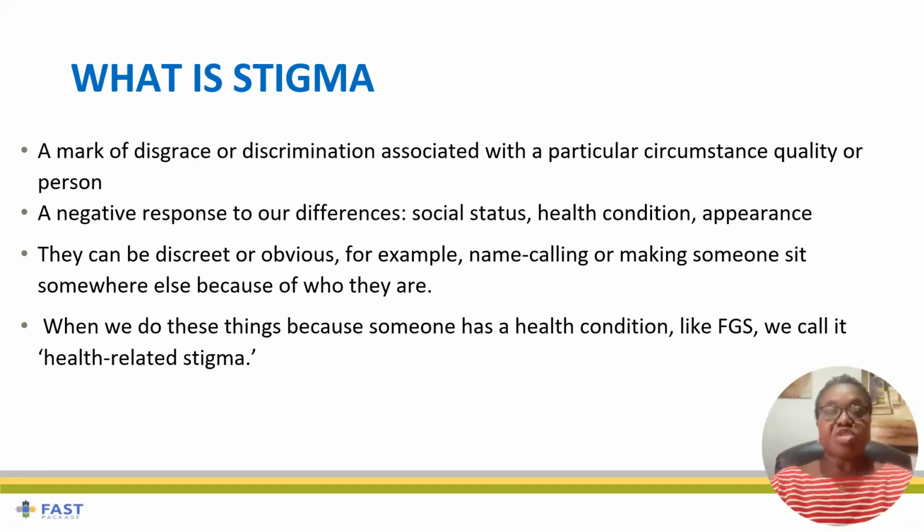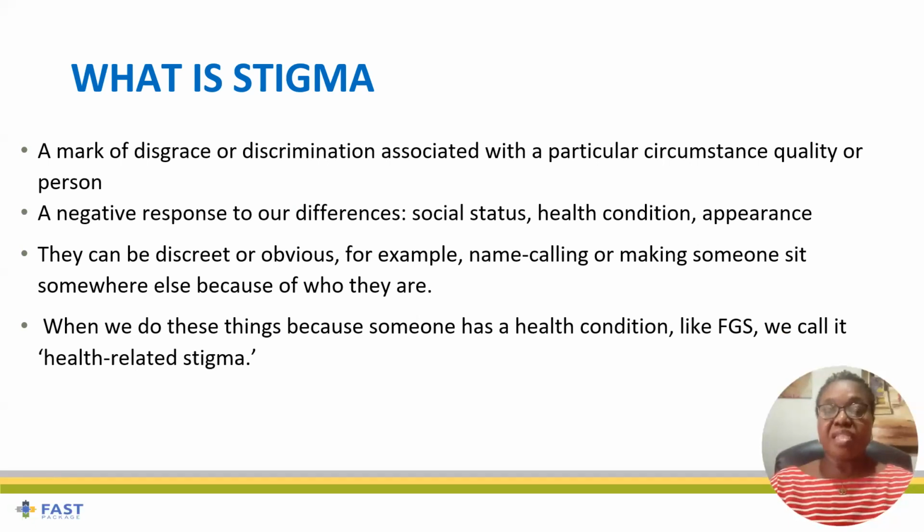The stigma can be discreet or obvious. Sometimes you are stigmatized in a way that you may not recognize or others around may not recognize, but you are being stigmatized. For example, name calling. Because of a particular feature that you have or because of a particular look that you have, you may be called names, funny names, names that will make you uncomfortable. Or making someone sit somewhere else because of who they are. There can be a community gathering, everybody is present, but somebody is excluded or asked to sit at the back, maybe because of the way the person is dressed, or maybe because of the person's social status.